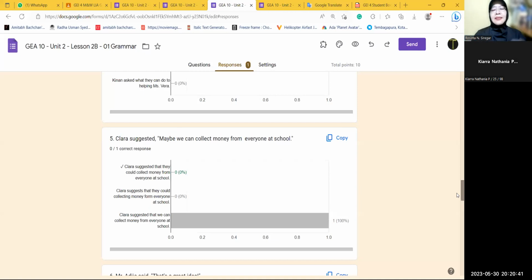Okay? So that's the difference between conditional type 1, 2, and 3. It's your intention when you say it. Okay. So, back to reported speech. This is quite weird because the whole term is talking about conditional, and then suddenly the grammar goes to reported speech for this unit.